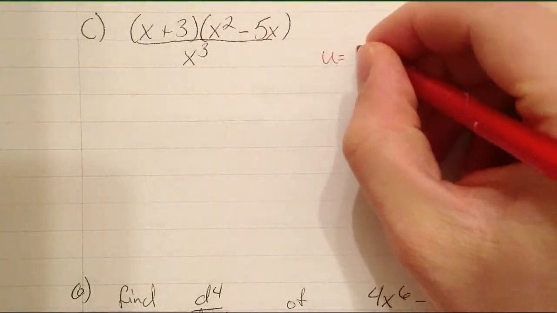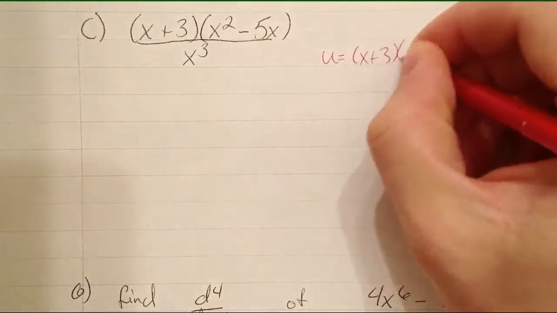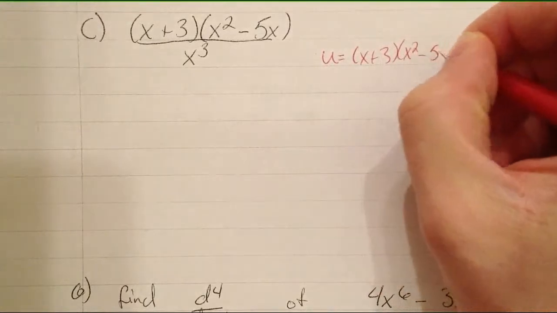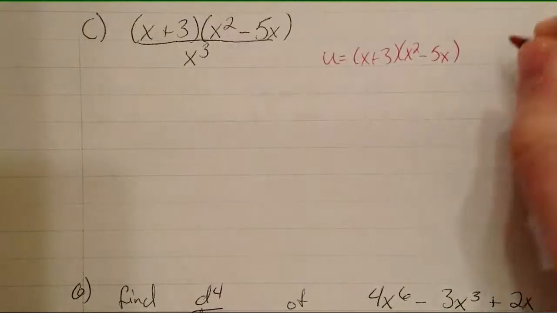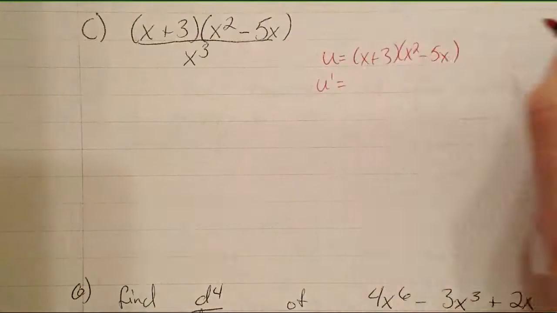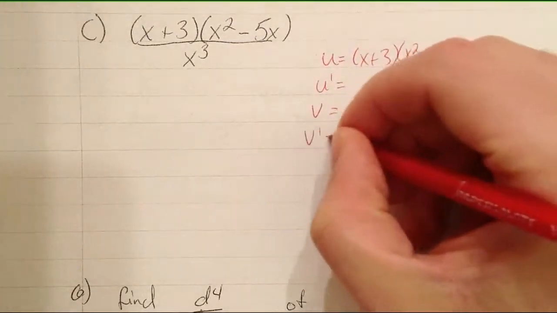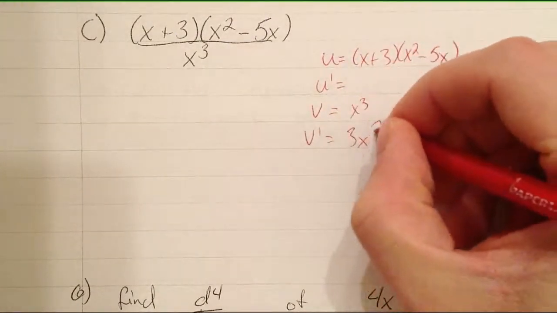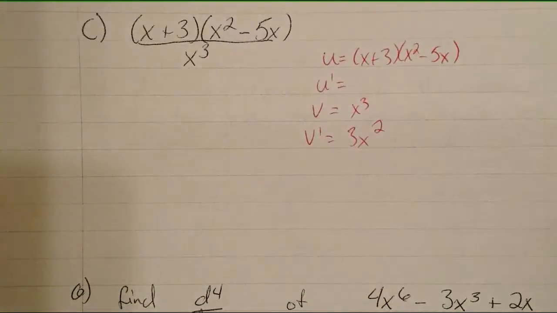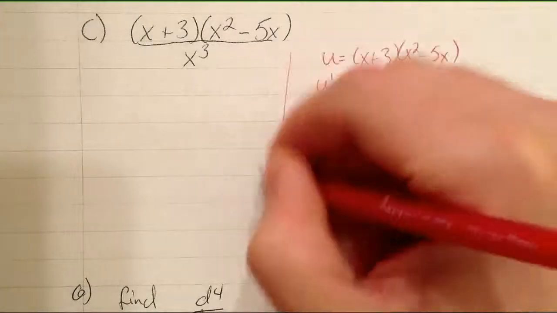Now my u on this one is going to be my x plus 3 times x squared minus 5x. Okay. My u prime is going to be sidebar. My v is x to the third. V prime is 3x squared. Okay? So let's find u prime. Sidebar.